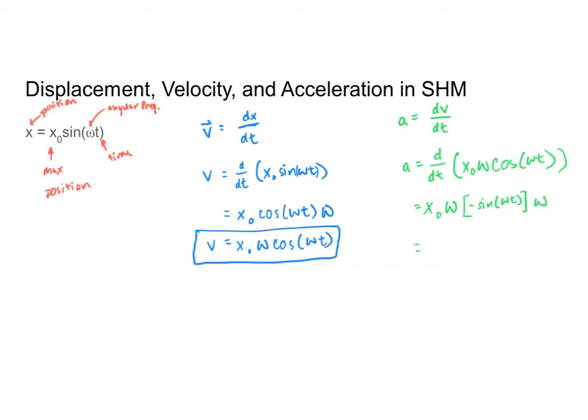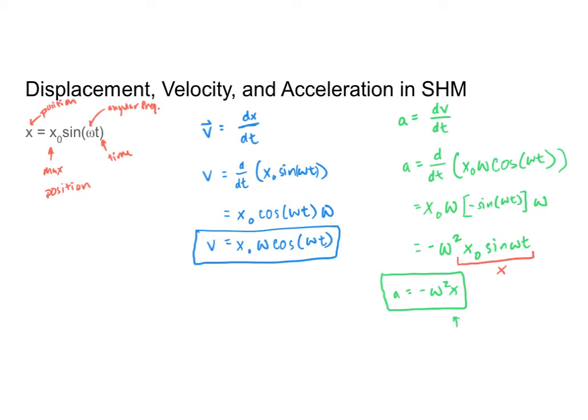So simplifying that, we have that our acceleration is equal to negative omega squared times x naught times the sine of omega t. But hopefully you recognize that this here is just my position, it's just x. So I can actually simplify my acceleration equation to my acceleration being equal to negative omega squared x.